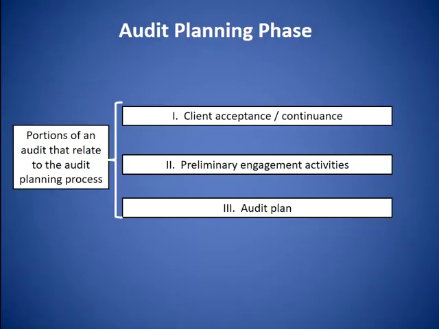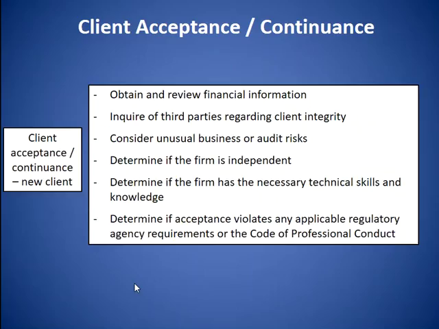Number 2 then is preliminary engagement activities. In other words, some of the things we need to do before we start. And number 3, creating the audit plan. So in this particular video presentation, we're going to cover items number 1 and number 2. So let's go ahead with client acceptance and continuance, and that means let's assume it's a new client.